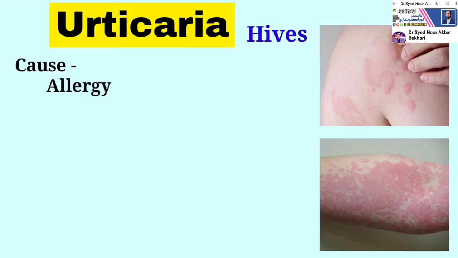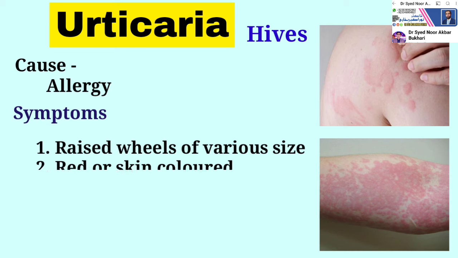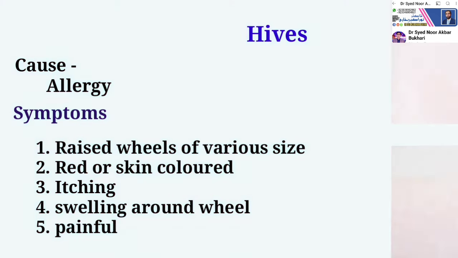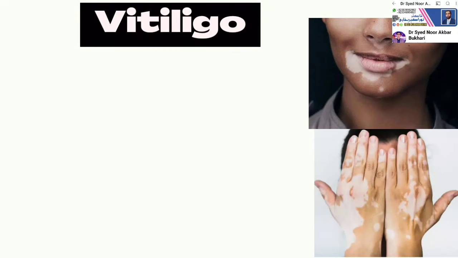Next is urticaria. Urticaria is also called hives, in which there will be red bumps present all over the body. Urticaria is an acute allergic reaction which happens all over the body, and there will be itching, swelling and painful wheal formation all over the body, and it reduces after taking the treatment.